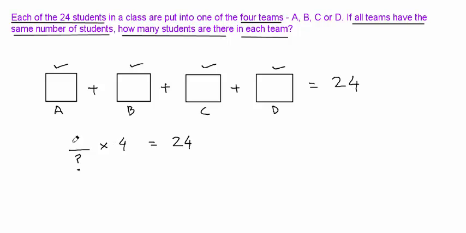And to find this missing factor in this multiplication sentence, you do division. So you divide 24 with 4 to get the answer, which is 6. So this missing factor is 6. And that's the number in each one of these boxes, and therefore each team has 6 students.